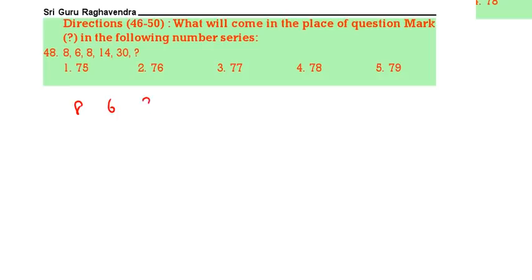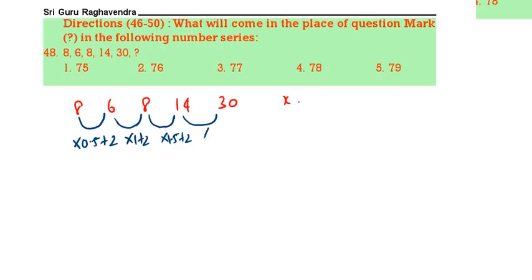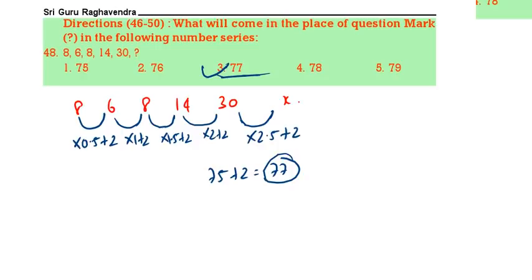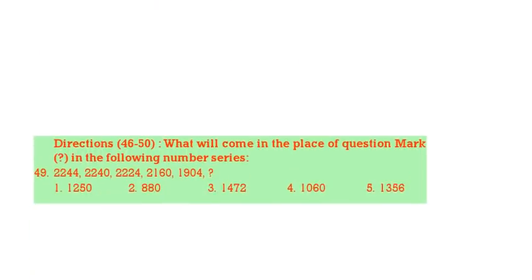Next question. 8, 6, 8, 14, 30, question mark. So what should come in the place of the question mark? That we have to identify. 8 into 0.5 is 4, plus 2 is 6. Then this is into 1 plus 2. Then into 1.5 plus 2. Then into 2 plus 2. Then into 2.5 plus 2. 30 into 2.5 is 75. 75 plus 2 is 77. Option 3 is the correct answer. Next question.